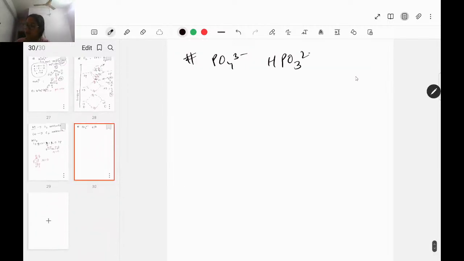H2PO2 minus. Yeah, let us check. Okay, the bonded order, it was in this order probably. So it was like this. The structure was like this.